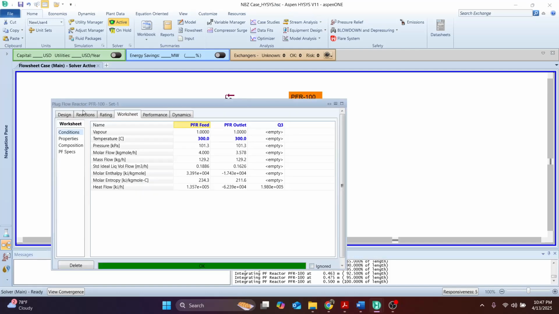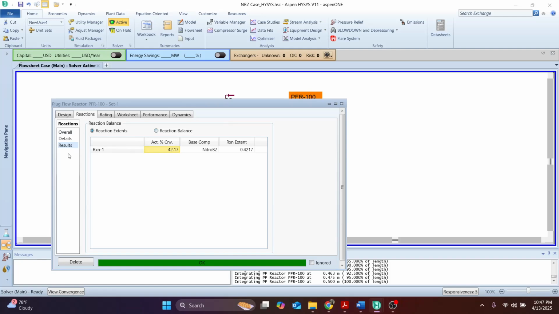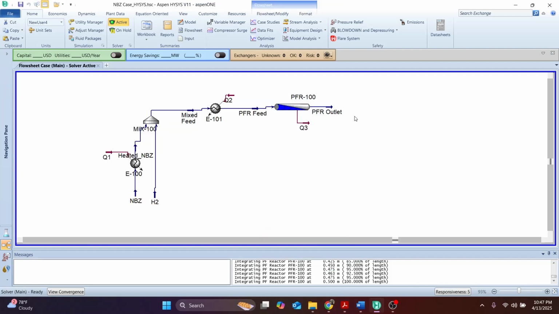You can also see the result of the reactor, the reaction conversion is around 42.17%. So not that high, but the reaction is quite okay because we'll be introducing the recycle later on. So it's okay. Now from the outlet, you see that the temperature is still around 300.